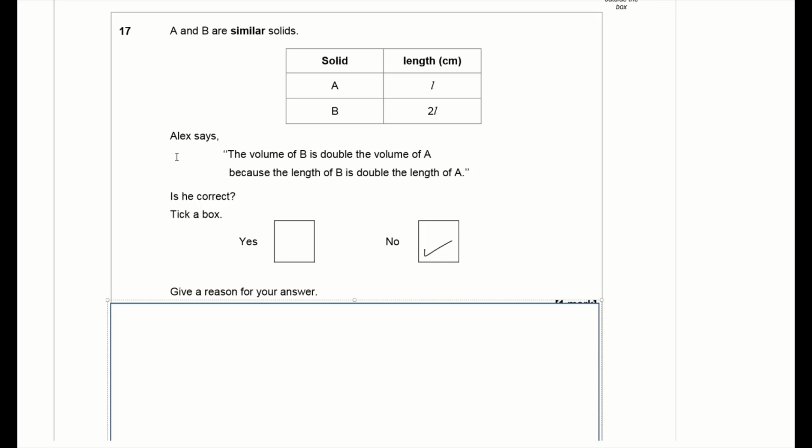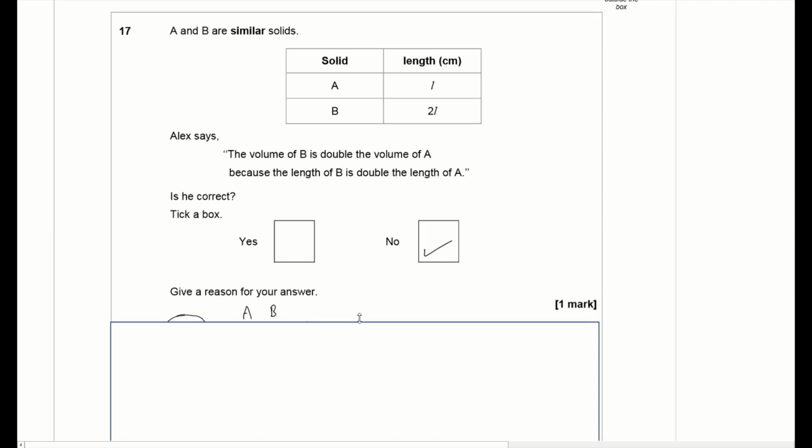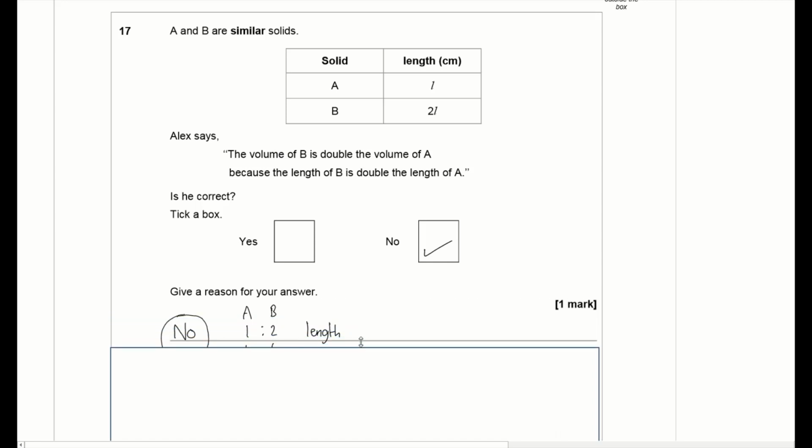Now, the first part of this statement is actually incorrect, but the second part, technically, is correct. The length of B is definitely double the length of A. You can see that from the ratio in the table. If B is 2L and A is L, that's a 2-to-1 ratio there, so B is definitely twice the length of A. But similar shapes do not behave across dimensions, as in areas and volumes, in the same way they would with lengths. The ratios can be found quite easily just by considering the length ratio.